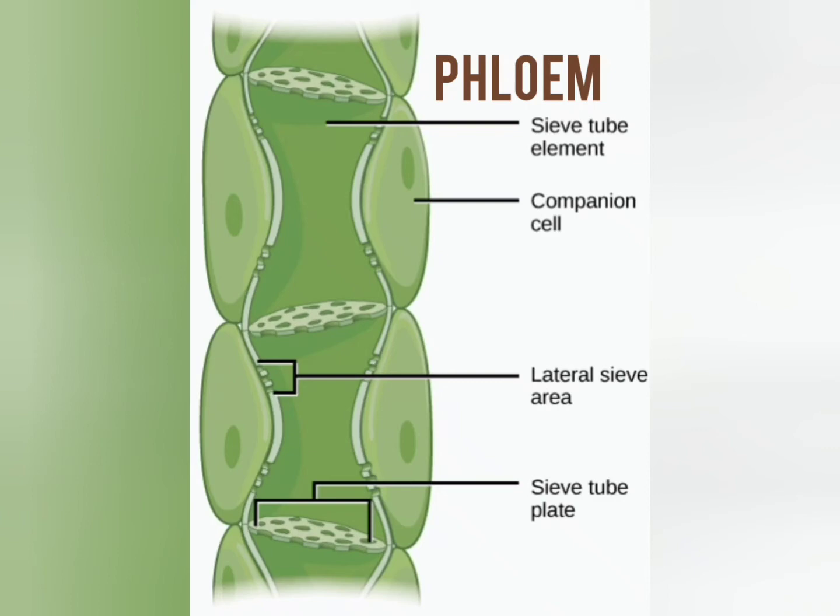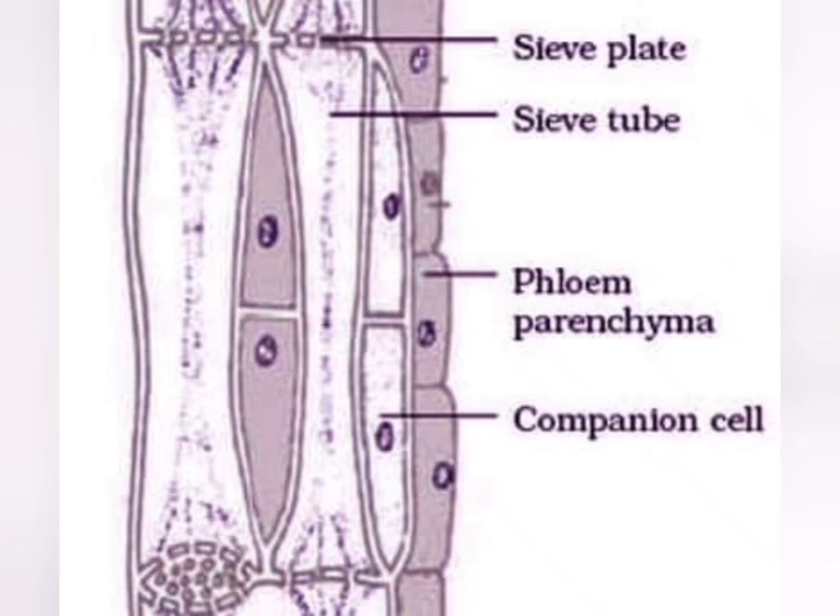So let's start with the first one, sieve tubes. Sieve tubes are elongated, tubular, living conducting channels of a phloem. A sieve tube is formed of a large number of thin-walled sieve tube cells placed end-to-end in linear fashion. The transverse end walls between adjacent sieve tube cells are perforated. Perforated means having pores or holes. They are called sieve plates, as you can see in the diagram.